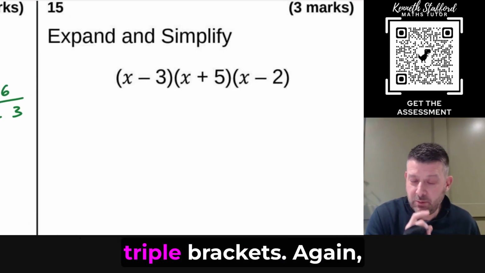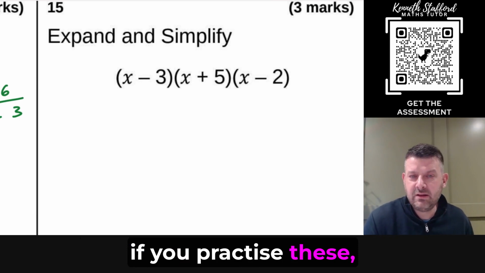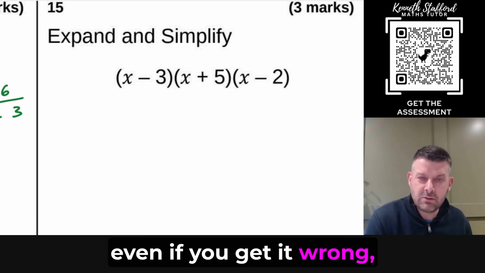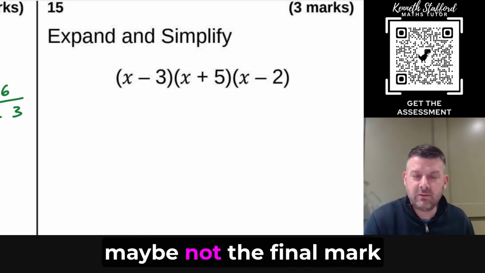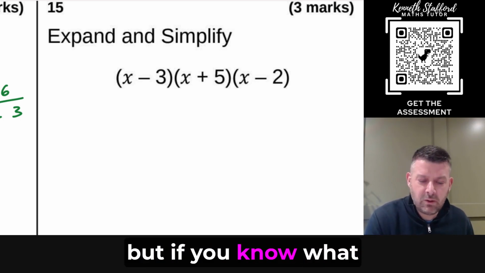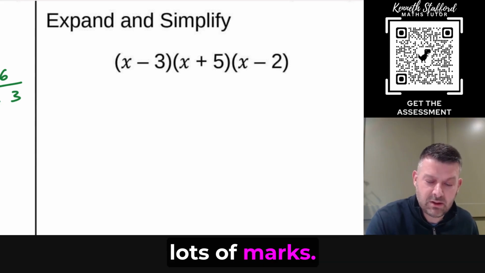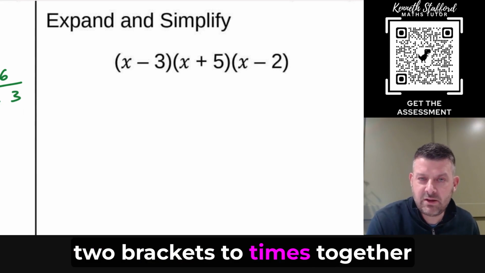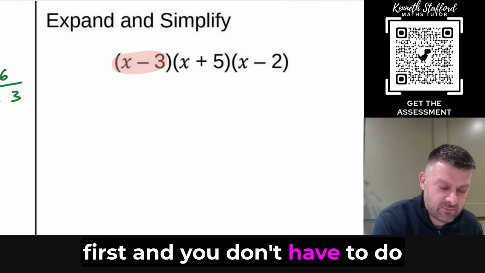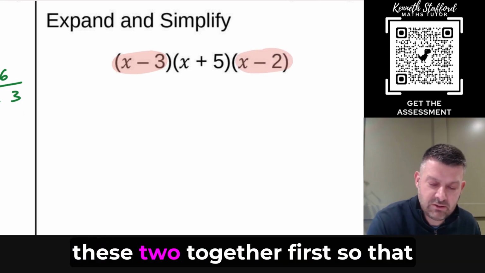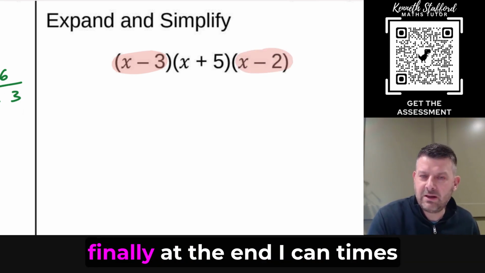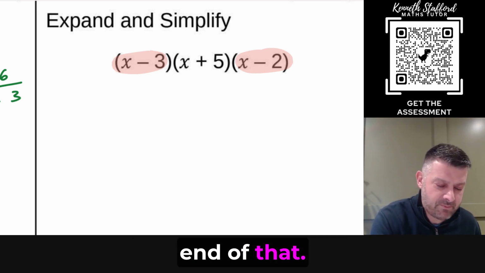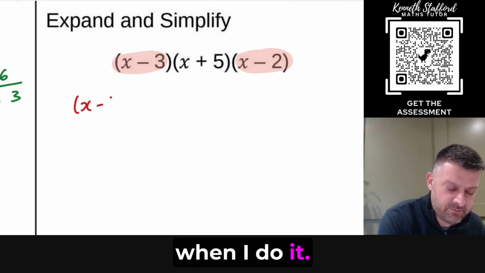And then the final thing here, triple brackets. Again, if you practice these, it's really nice, easy marks. And the good thing about this as a topic is even if you get it wrong, you should get all the method marks. Maybe not the final mark for the answer, but if you know what you're doing, you should pick up lots of marks. So the way to do this is to pick 2 brackets to times together first. And you don't have to do it in the order it's given. I'm actually going to times these 2 together first, so that finally at the end I can times by x plus 5, because I've got to times 6 times at the end with that. That'll become clear when I do it.